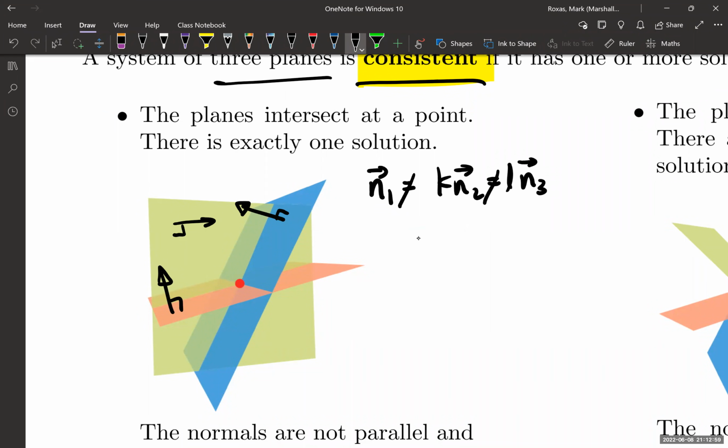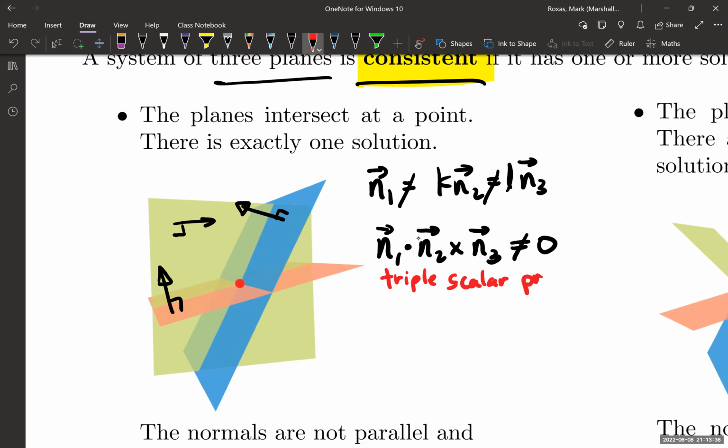Okay, so then we have another thing that we're going to be looking at, and that is the triple scalar product. And the triple scalar product here, n1 dot n2 crossed with n3, is not equal to 0. Now, why is that important? It'll come to us in the next diagram, but just keep that in mind. This triple scalar product is an important thing to review when it comes to the intersection of three planes.